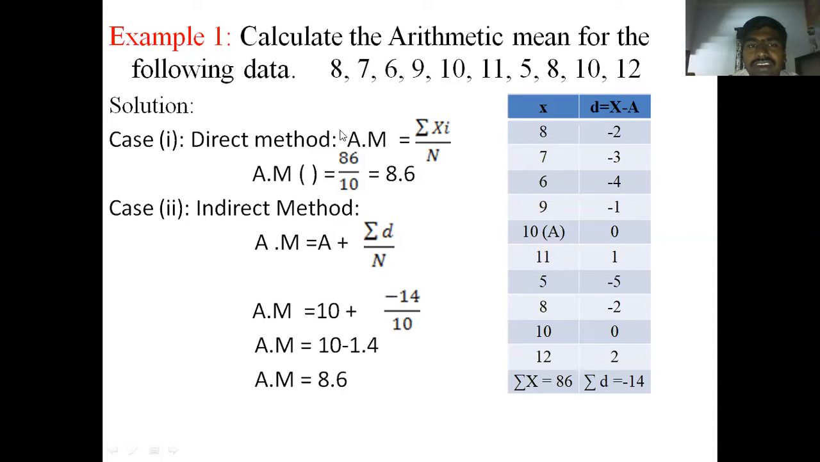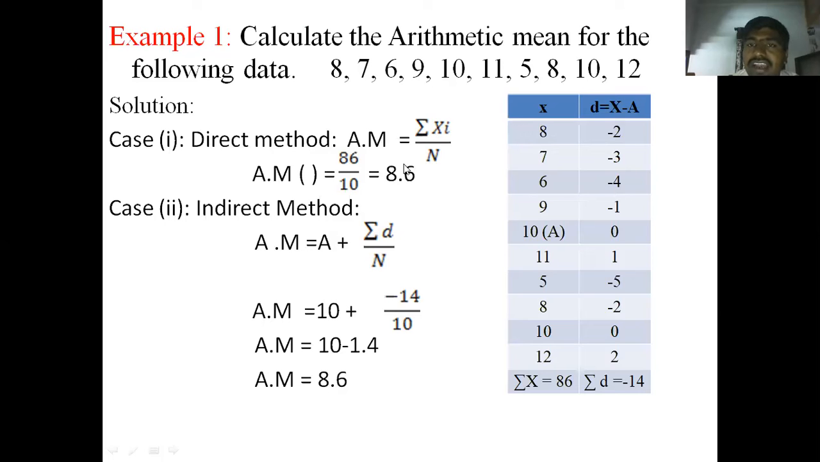We know that in the direct method, arithmetic mean is equal to sum of xi by n. Now I've prepared a small table. The X values 8, 7, 6, all the values I've written in the first column. I've also calculated the total of that. After getting this total, arithmetic mean is equal to sum of X, which is 86, divided by N. N means the number of observations, 10. Then 86 divided by 10 becomes 8.6.